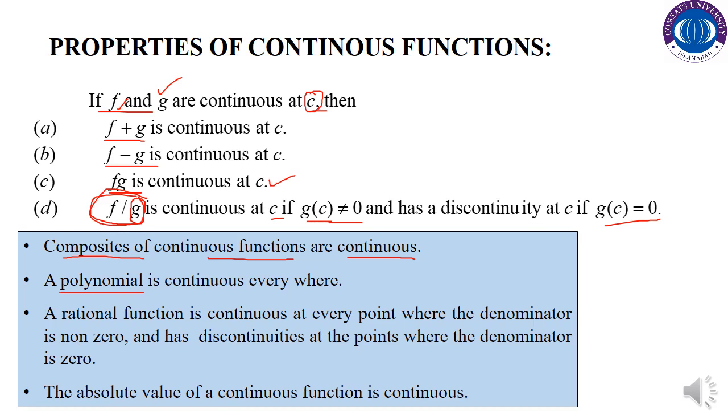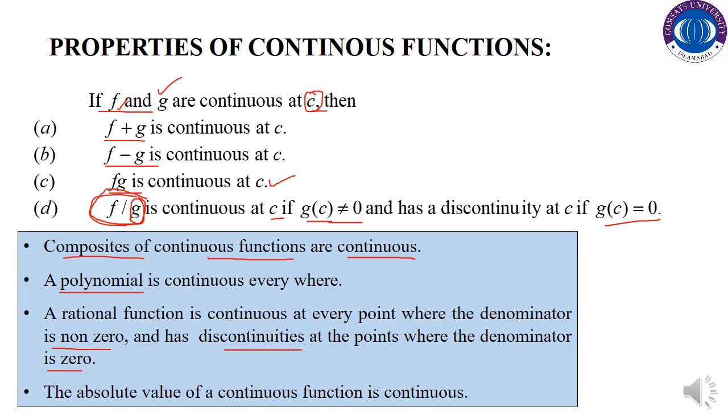Polynomial functions ऐसे functions हैं जो हर point पे continuous होते हैं. A rational function is continuous at every point where the denominator is non-zero and has discontinuities at the points where the denominator is 0. अच्छा, rational functions कौन से functions होते हैं? जो हमारे पास polynomials के quotient होते हैं. ठीक है, अब हमारे पास जब भी rational functions होते हैं, तो हमारे पास मसला denominator करता है.